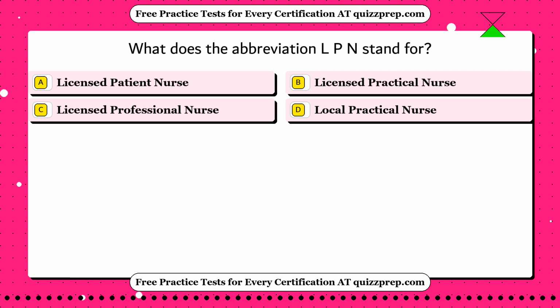Question 67. What does the abbreviation LPN stand for? Option A, licensed patient nurse. Option B, licensed practical nurse. Option C, licensed professional nurse. Option D, local practical nurse.